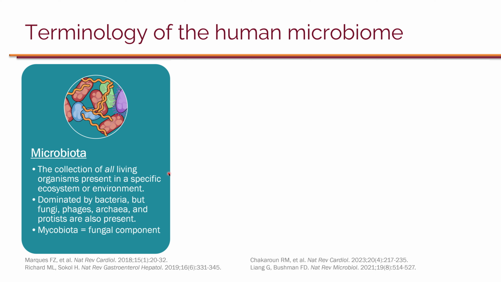The term microbiota in general refers to the collection of all living organisms present in a specific ecosystem or environment. In human microbiota, we're specifically referring to all living organisms, including bacteria, fungi, phages, archaea, and protists that live in the body. And we are specifically talking about these organisms that are not necessarily causing an infection, so these are a normal part of human health. The term mycobiota specifically refers to the fungal component of microbiota. And when we say all living organisms, it essentially does not include viruses because viruses are not considered living organisms.